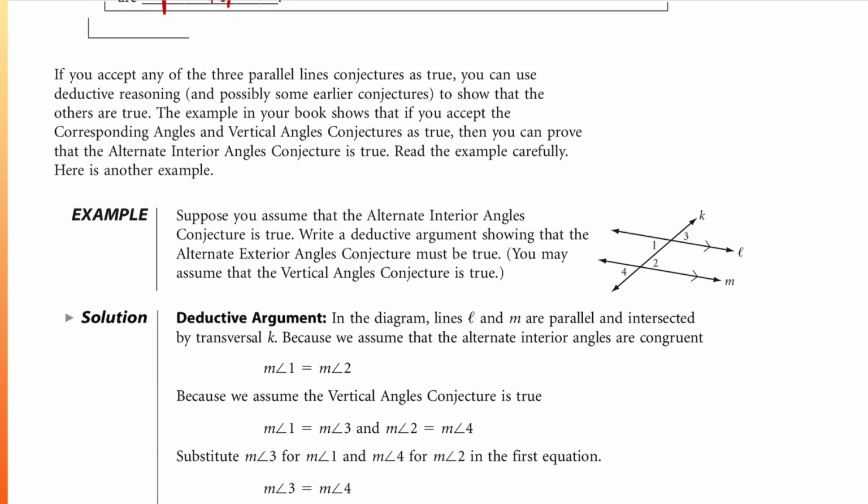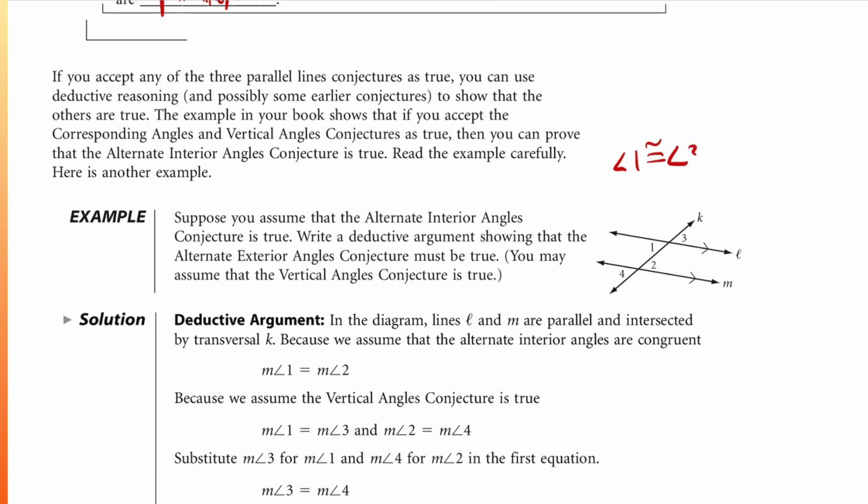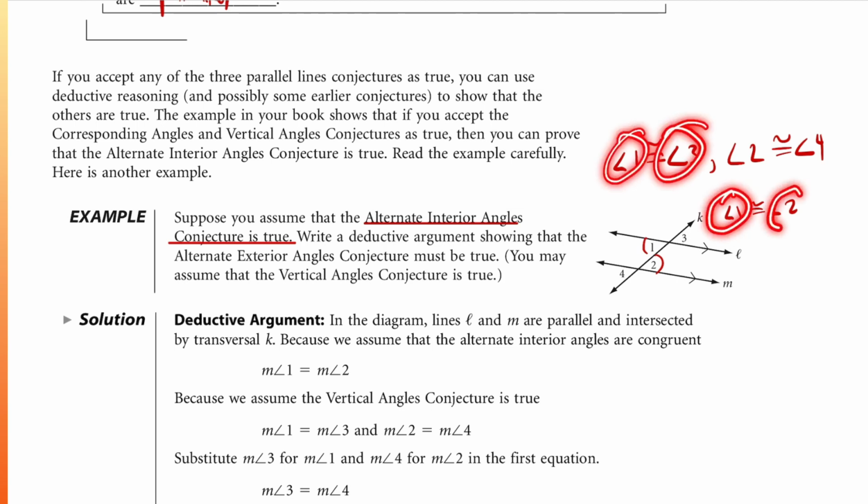All right, and now let's see, what else do we have? Suppose that you assume that the alternate interior angles conjecture is true. So we're allowed to assume that these are alternate interior, that those are true. So now we have angle 1 is congruent to angle 2. Since angle 1 is congruent to angle 3, and angle 1 is congruent to angle 2, that means angle 2 is congruent to angle 3. So we've made a deductive argument based on vertical angles and alternate interior angles. Therefore, 3 and 2 must be equal as well.